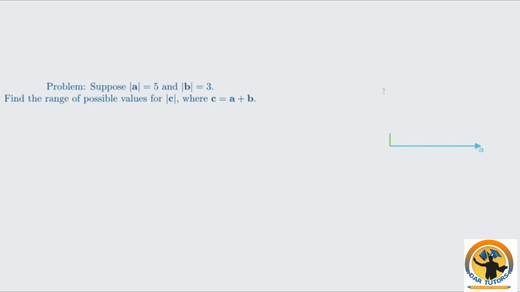Imagine two vectors, a and b, starting from the same point. The vector c, which is their sum, forms the third side of a triangle. This is known as the triangle law of vector addition. The key to solving this is the triangle inequality theorem, which states that the length of any side of a triangle must be less than or equal to the sum of the lengths of the other two sides.